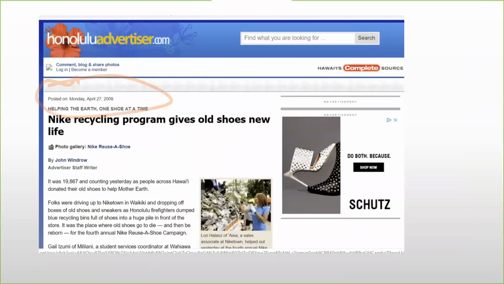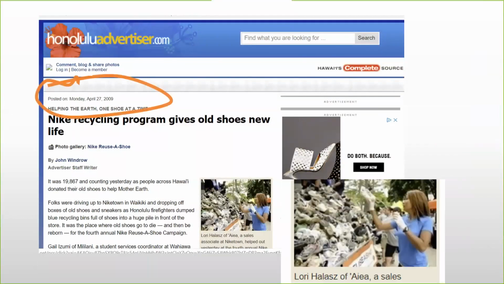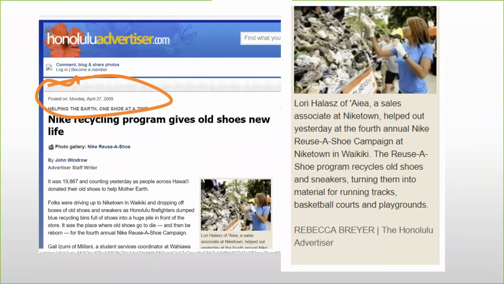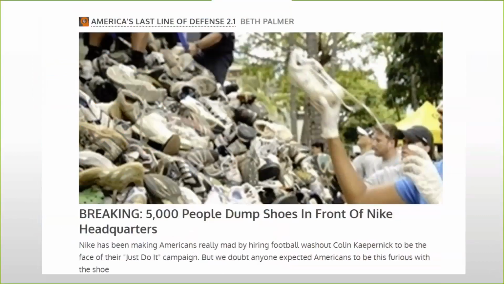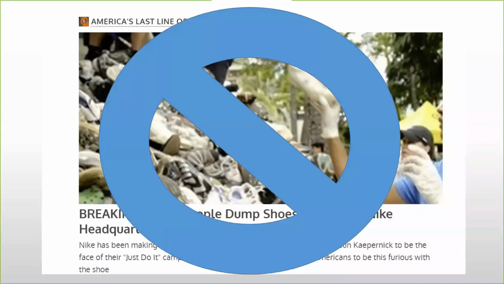However, if we look more deeply at this particular story, you can see that the picture was lifted from a 2009 article that appeared in an online news outlet in Hawaii that was about another Nike program encouraging customers to reuse their shoes. So within the proper context, this picture takes on a very different meaning. And so returning to this fake news headline, we can, of course, determine that it's fake.